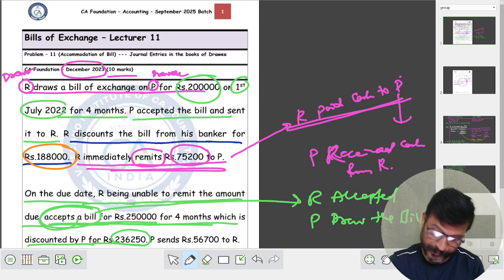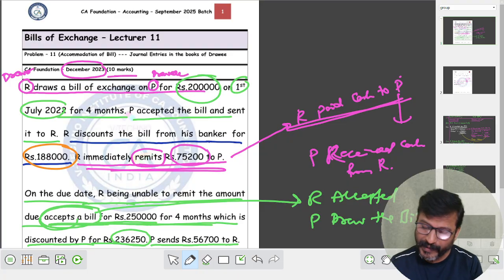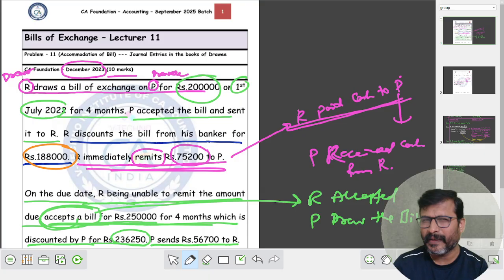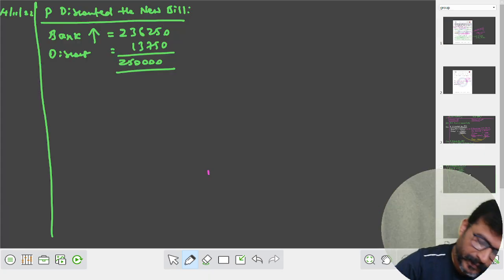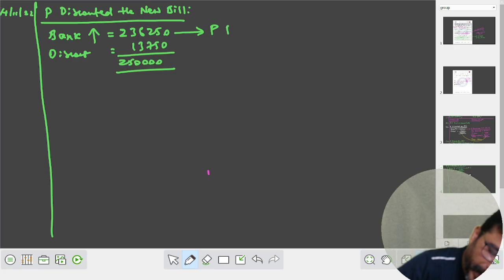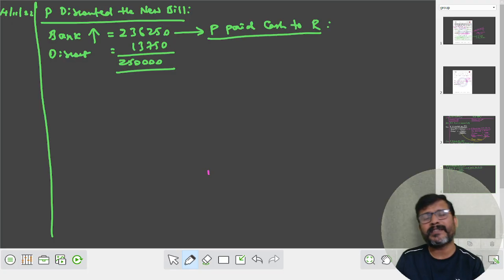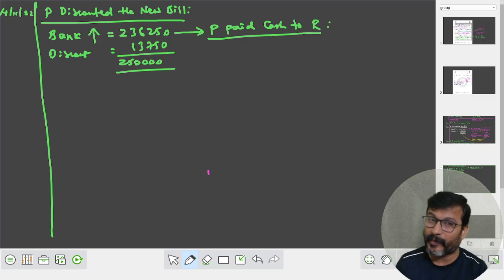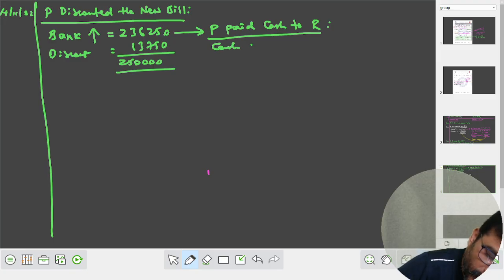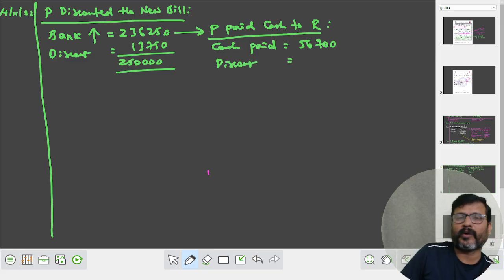See what will happen later. P sends 56,700 to R. P sends 56,700 to R means P paid cash to R, right? Are you doing the answer for P or R? We are doing the journal entry for P, right? Now what we have to write? We have to write cash paid. How much cash is paid? 56,700. Now we have to work out the discount.